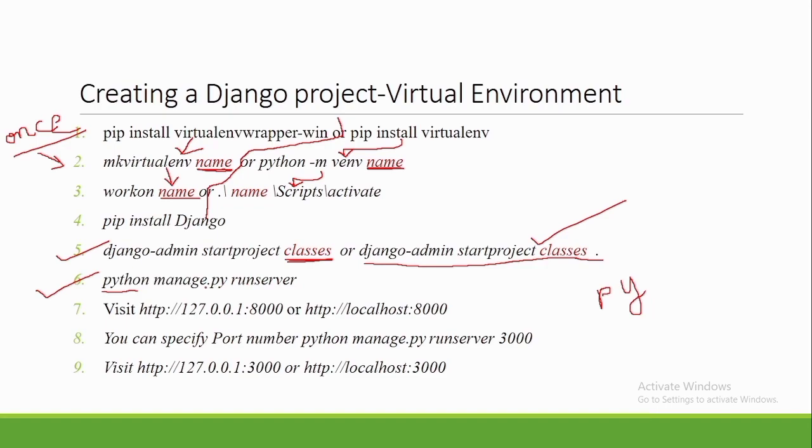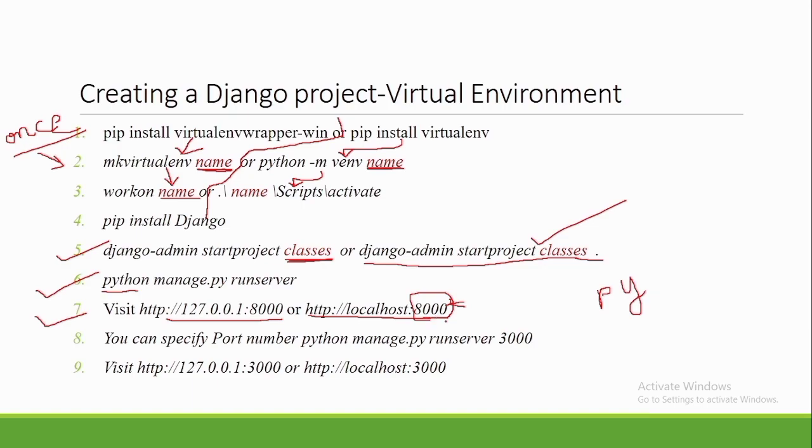Okay. Then after you have run the server, you want to see the output. To see the output, you will visit this particular website, or you can type this. And you will see the output on this particular server. Now, sometimes what happens, we work on 2 or 3 projects simultaneously. So if one project is running on this particular port, the other project should be running on another port.